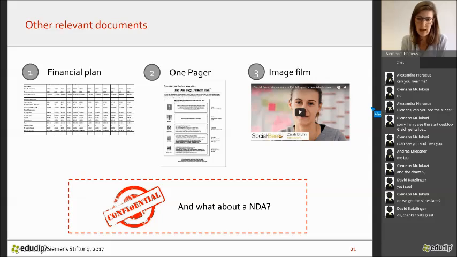Just one word about the NDA, because it always comes up as a question. The NDA, maybe you've heard it, is a non-disclosure agreement. So what it means is that you can sign with anybody that you provide your business plan to an NDA, which states that they are obliged to keep this information to themselves, not distribute it, and not talk about it with anyone else, because that's your knowledge and your planning that you provide.